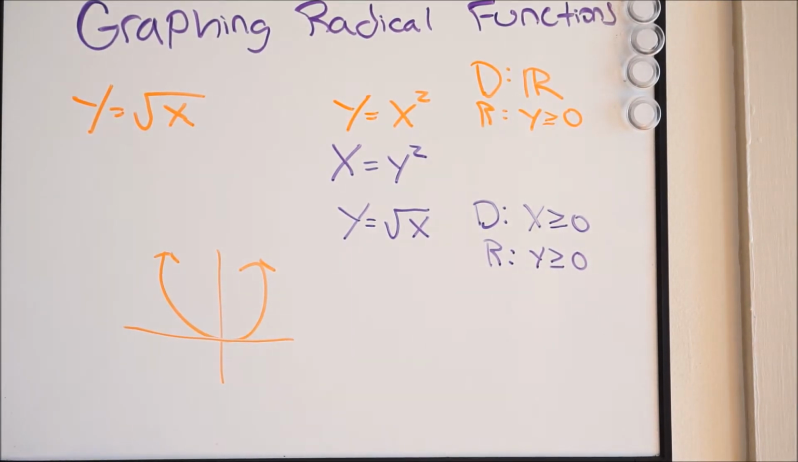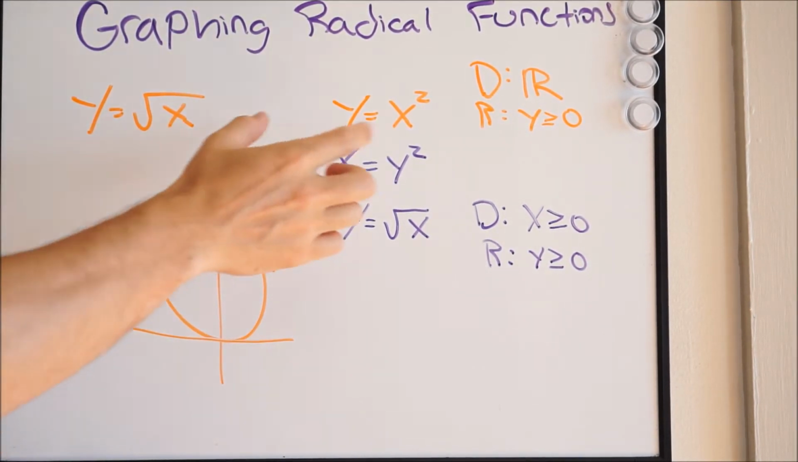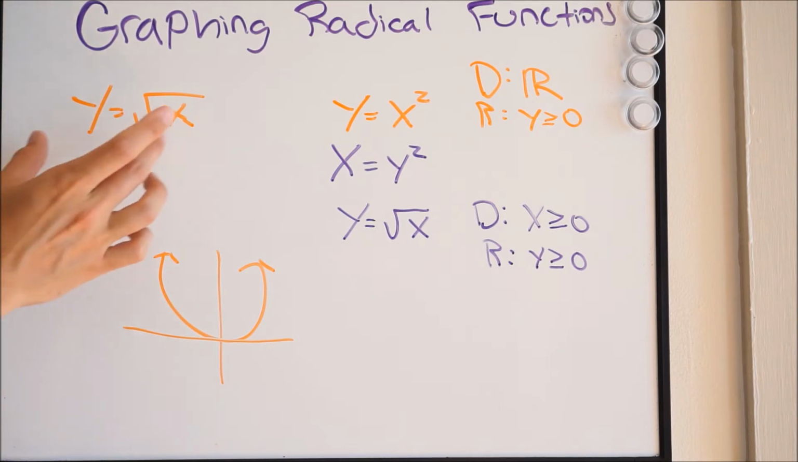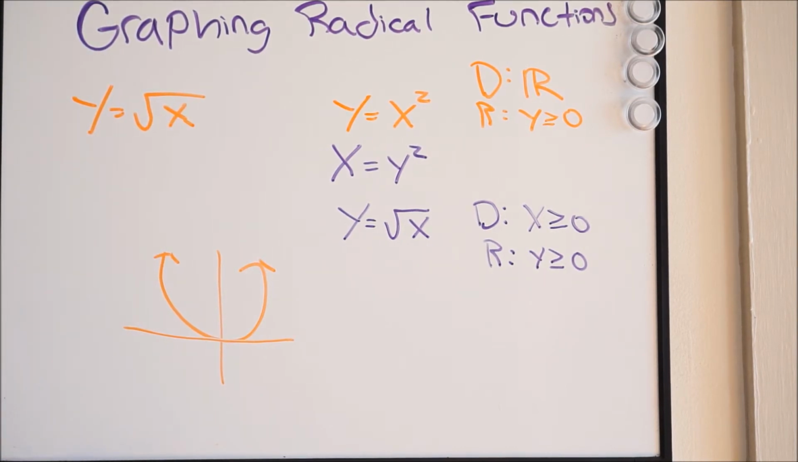So we can see that when we take the inverse of our quadratic parent function, we run into an issue where we need to restrict the domain. That's what we have here. So just keep that in mind as we move forward. So let's get into an example of graphing these by hand.